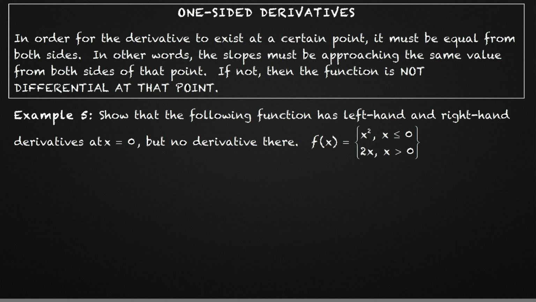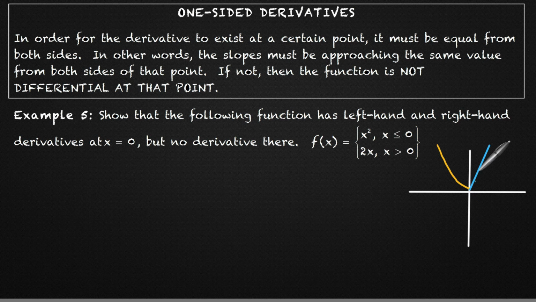So let's see if we can just graph this by hand, since it's a pretty simple piecewise function. To the left of 0, it looks like a parabola. So we'll just draw a basic parabola there. And then to the right of 0, it looks like a linear function, with a slope of 2. So there we have it.